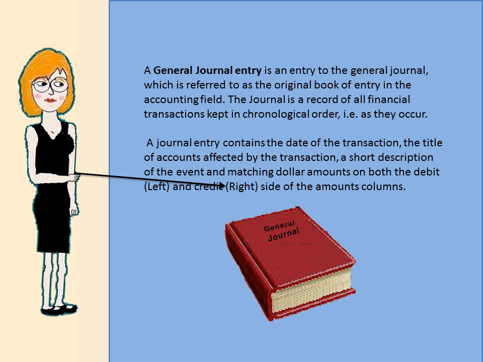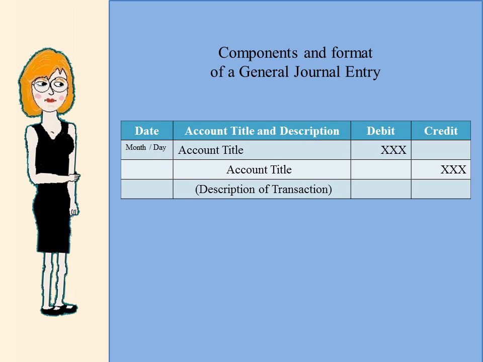Now, let's continue by discussing the formatting of a journal entry. This is the components and formats of a general journal entry. We start with the date, which is the month and the day in numbers. Next is the account title and description.